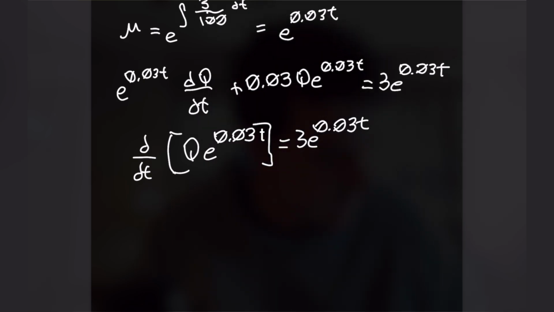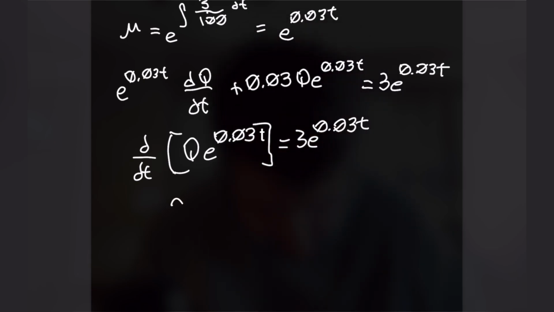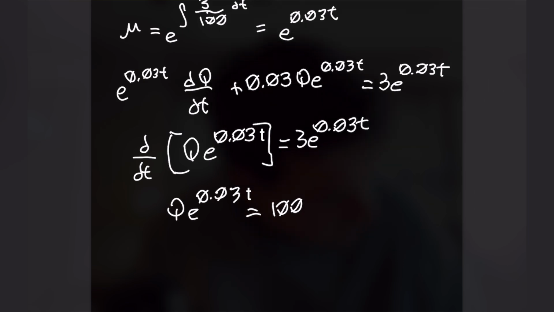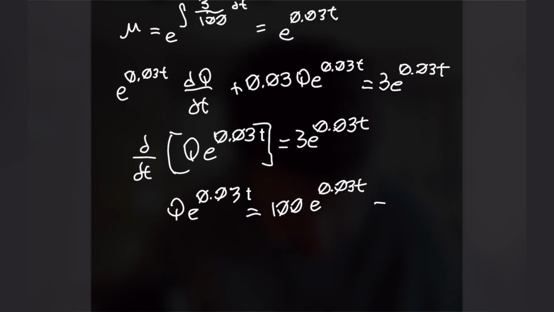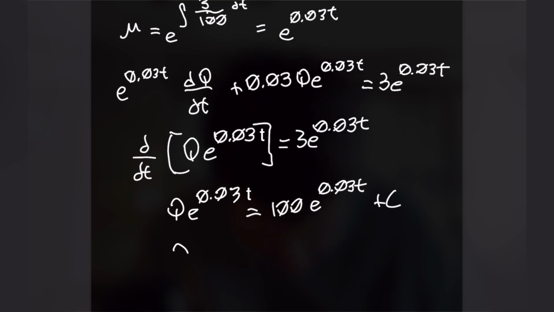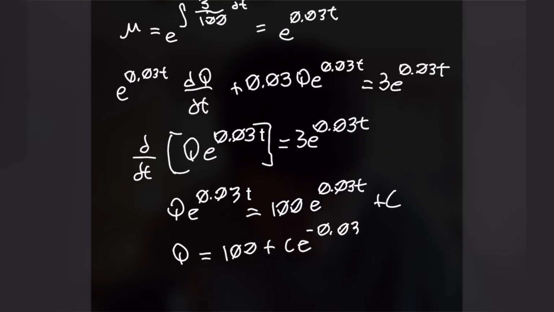So now we can take the antiderivative of both sides, and on the left-hand side we'll get q times e to the 0.03 t. And on the right-hand side we will get 100 times e to the 0.03 t plus some constant c. So now we can divide our e through, and we'll see that we have q is equal to 100 plus c e to the negative 0.03 t.